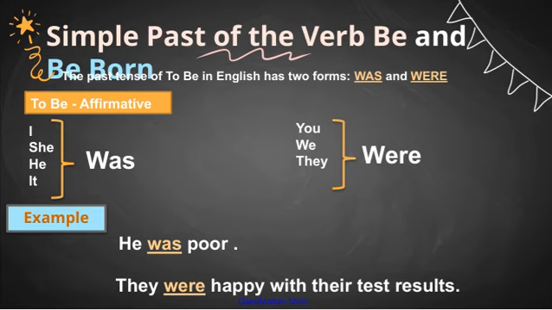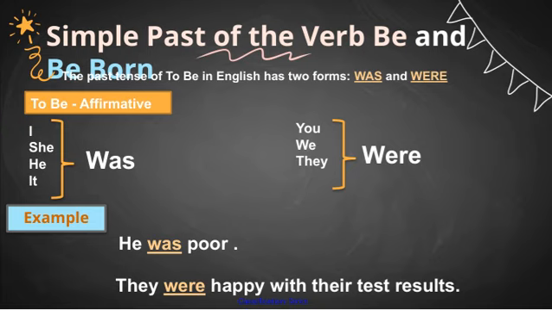Next, was is used with singular subjects like he, she, or I, for instance. He was poor indicates that at a certain time in the past, he was not wealthy. To help you remember, think of was and were as the past forms of is and are.